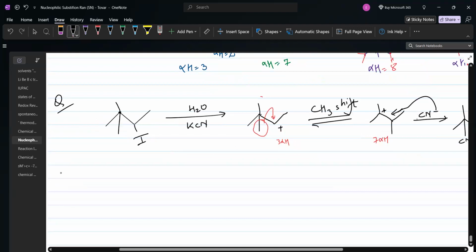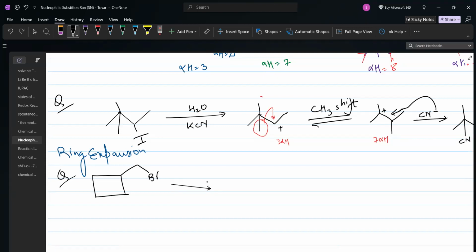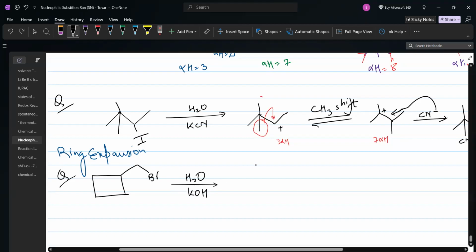There is another interesting thing possible in this topic, in which we are going to talk about ring expansion. So what will happen here is, again, we have H2O and let's assume we are doing some SN1 substitution reaction. So bromine will get out of this compound and a carbocation will form, right?